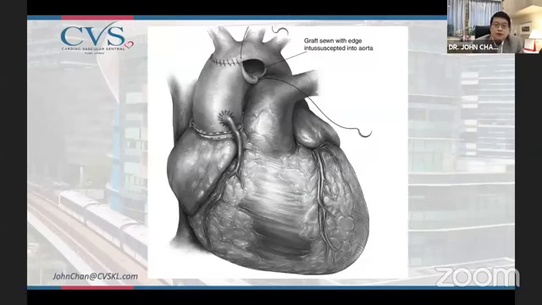So this is what we would do. We would typically replace the ascending aorta with an artificial graft. And as you can see here, the coronary artery is attached to the aorta. So we would have to detach the origins of the coronary artery and then suture back the coronary arteries into this new graft.